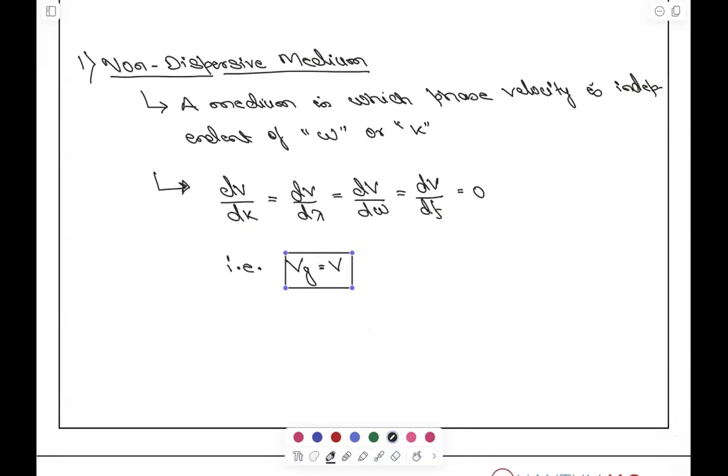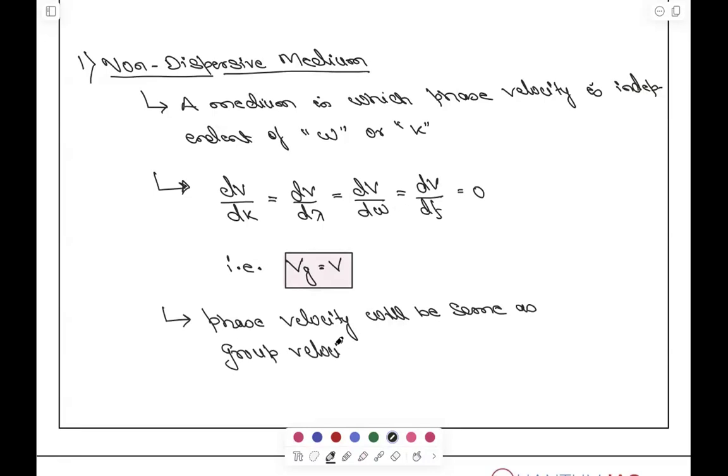Look above: in everything derived above, this result has come, that Vg is equal to V. Vg and V are our Vg and Vp. Remember, V and Vp are the same. So I can say that in a non-dispersive medium, phase velocity will be the same as group velocity.